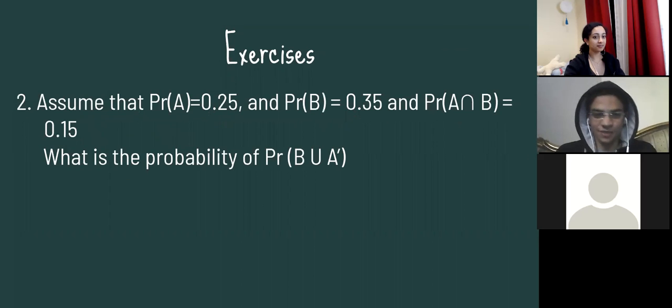Now the second one, assuming that the probability of A is 0.25, the probability of B is 0.35, and the probability of A intersection B is 0.15. What's the probability of B union A dash? So this is not just B union A, that's B union A dash. So again, you should have some time to think about it.